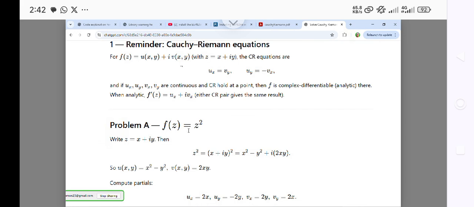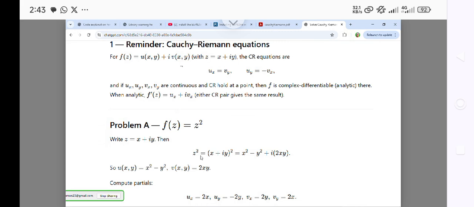Now we have the first question. f of z equals z squared. We want to find out whether it is Cauchy-Riemann. We cannot find out without knowing what z is, because normally the function has to be composed of real parts and imaginary parts, and they gave us f of z instead of f of x comma y as we saw here. So we're going to replace this z by what it is, x plus iy.